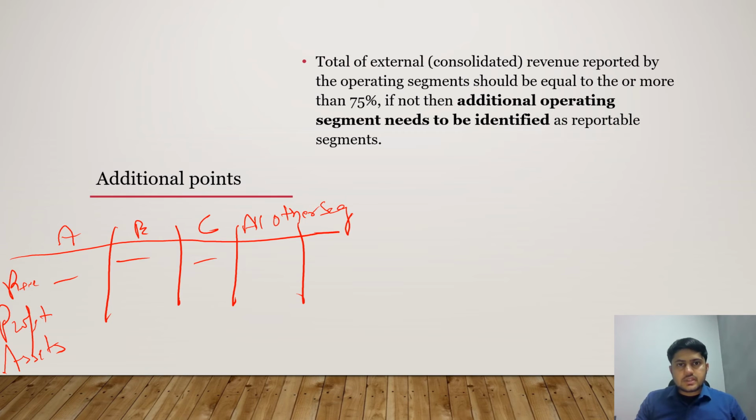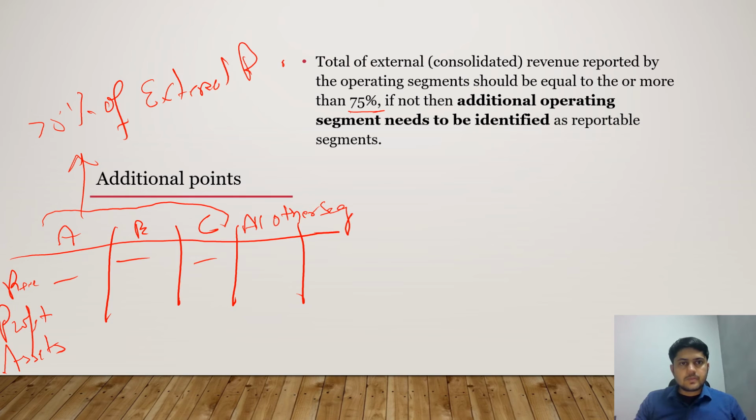So what this point is saying is that all the reportable segments, that is A, B and C, should have at least 75% of external revenue. So it does not include internal revenue, right? So it should have at least 75% of external revenue. And if it is not having 75%, then we will take out one or more segments from this and try to make at least 75% of revenue reportable. So even if we have to take the segments of less than 10%, we will make it at least 75% of external revenue.